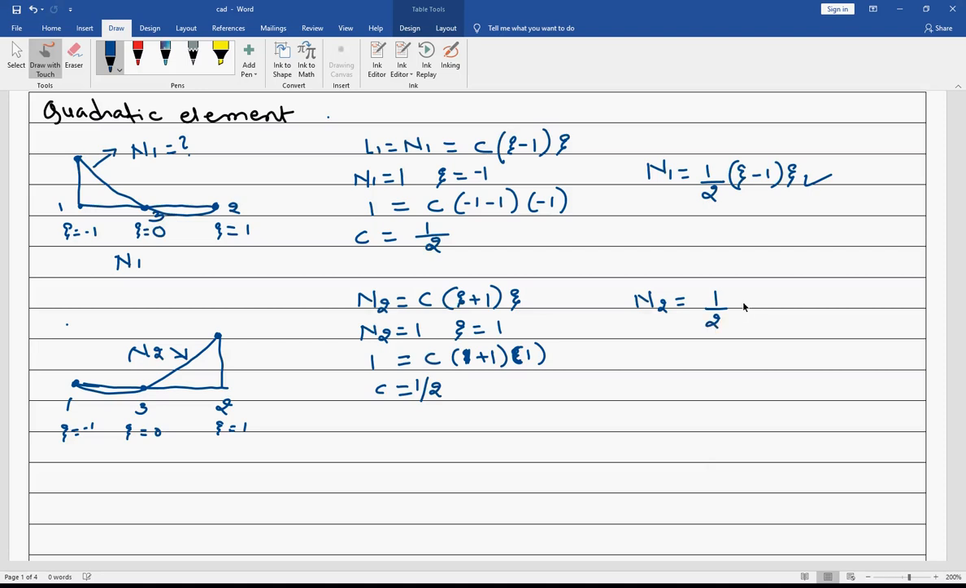From this I could write N2 as 1 by 2 into xi plus 1 into xi. This is how we are going to get the value of N2.